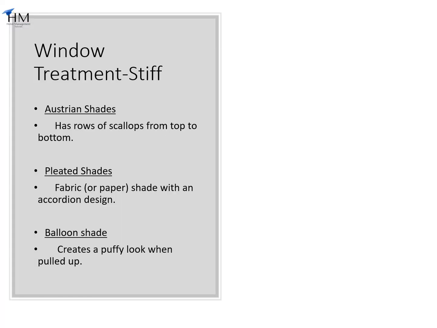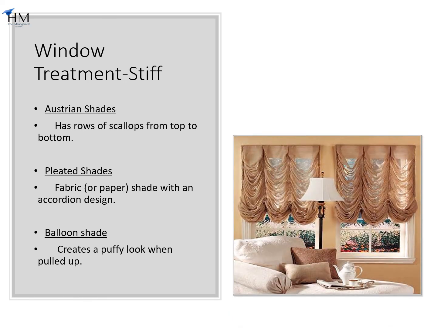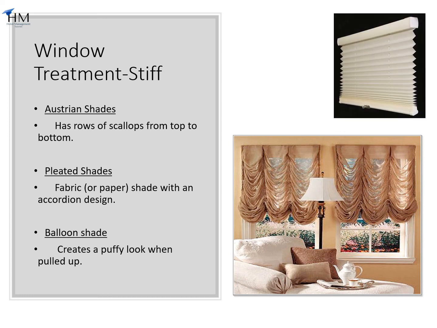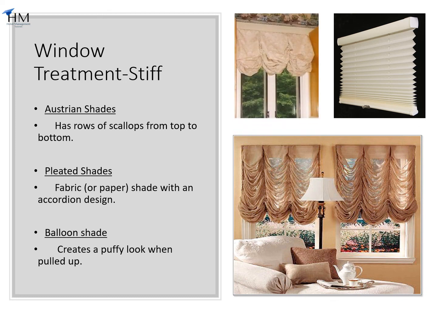The next stiff window treatment is also shade. There are different types of shade. Number 1 is Australian shade. This type of shade has rows of scallops from top to bottom. Number 2, pleated shades. They are made of fabric or paper with an accordion design. Number 3, balloon shade. They create a puffy look when pulled up.